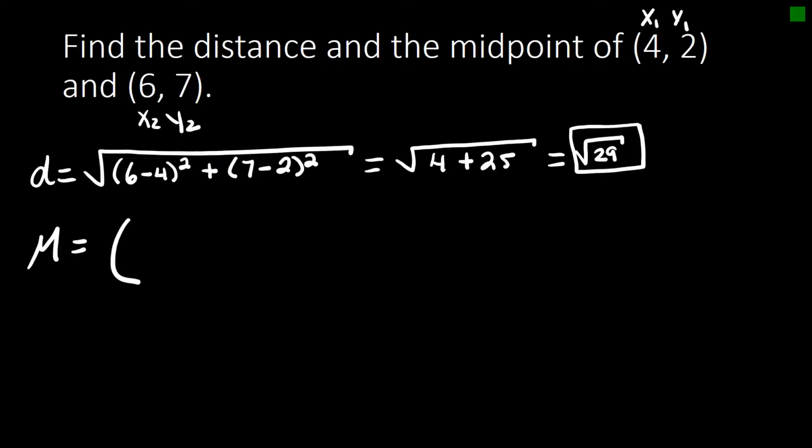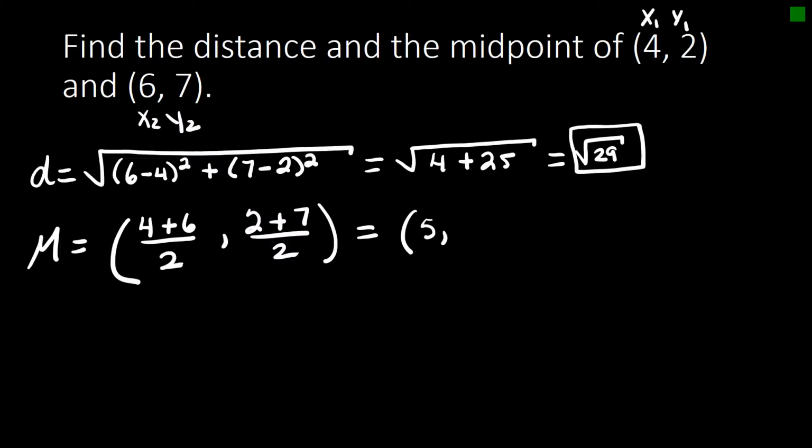The midpoint, we have x1, which is 4, plus x2, which is 6, divided by 2. We have y1, which is 2, plus y2, which is 7, divided by 2. So when we simplify this, 4 plus 6 is 10, and 10 divided by 2 is 5. 2 plus 7 is 9, so you have 9 halves. The point 5, comma 9 halves is your midpoint.